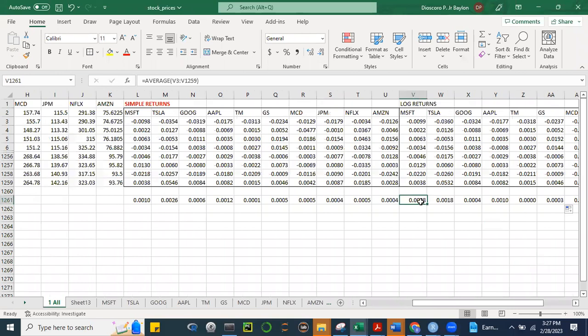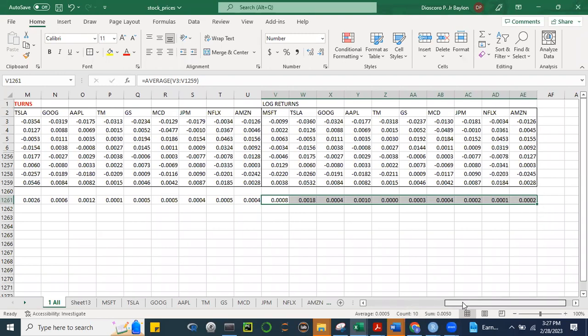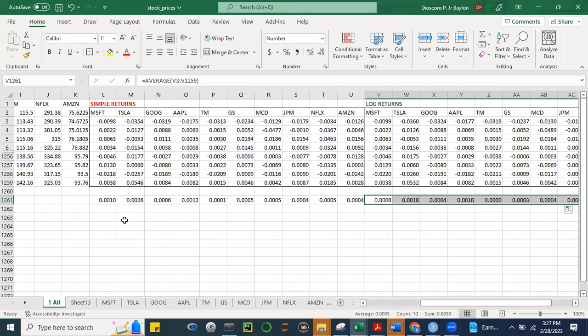Ito naman yung log returns. Usually the log returns will be lower than the simple returns.